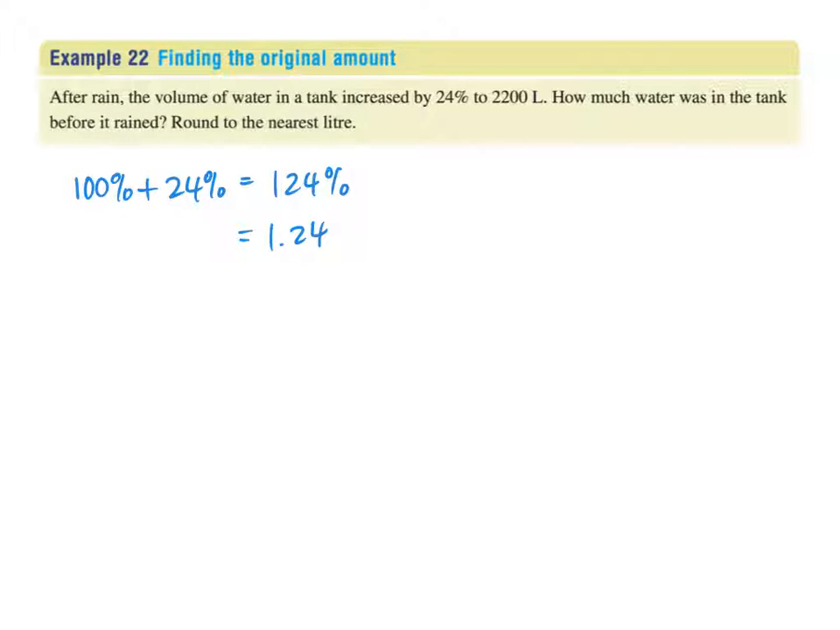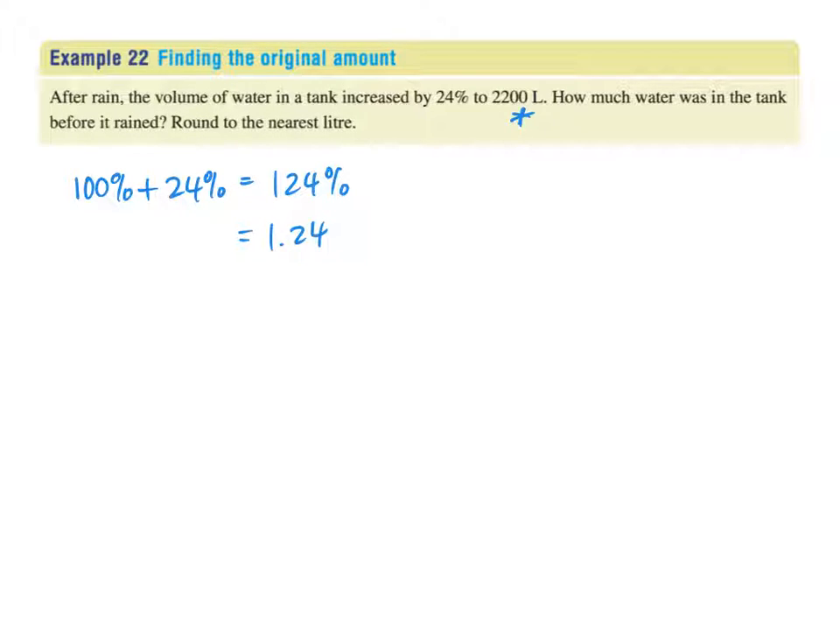Think about it. If you were to find out the volume of water in a tank, if it's increased by 1.24, it's that amount times 1.24. That will get you the new increased volume. And isn't the new increased volume what we have been given here? After rain, the volume of water in a tank increased by 24% and it's 2,200 litres. That is the increased amount.